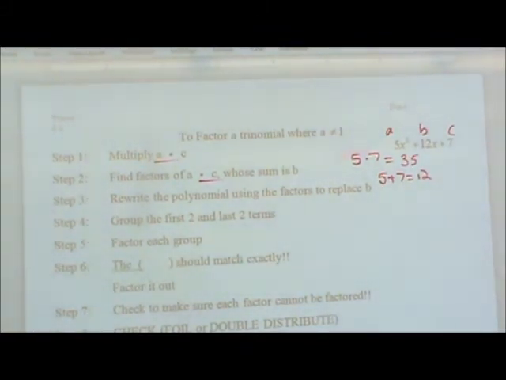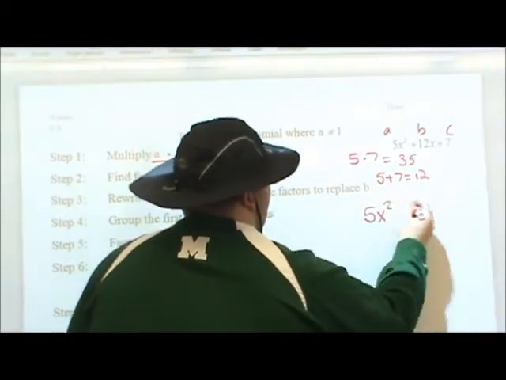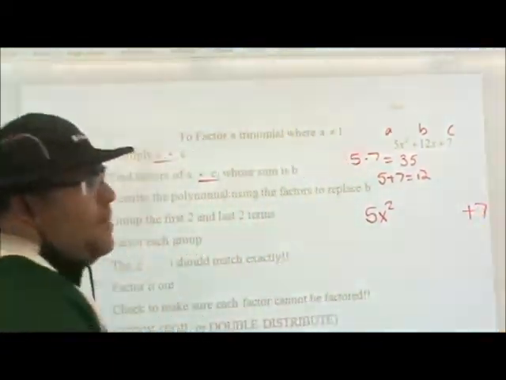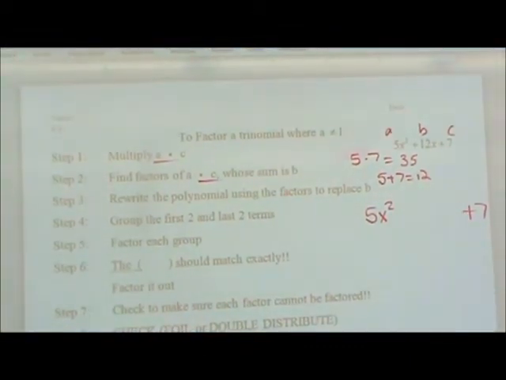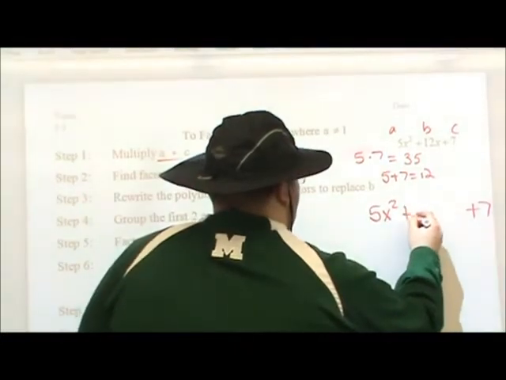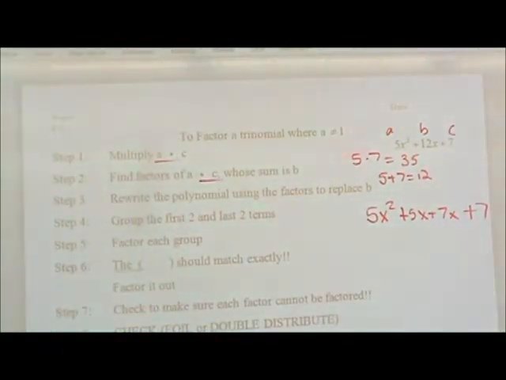Next step, it says rewrite the polynomial using the factors to replace B. So what that's going to mean is you write the first term, 5x squared. You can write your last term, 7. But instead of having 12x in the middle, we're going to rewrite it as the two factors that we found that multiply to 35 and add to 12. So this time that would be 5x and 7x. Does it matter which one goes first? No, it does not.